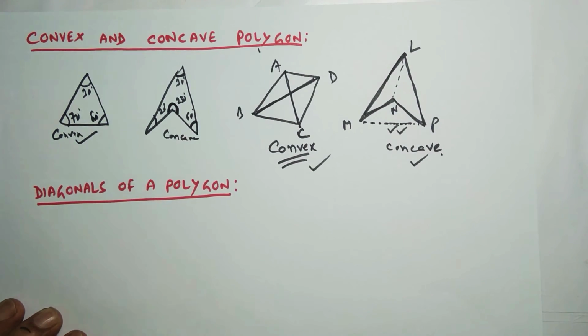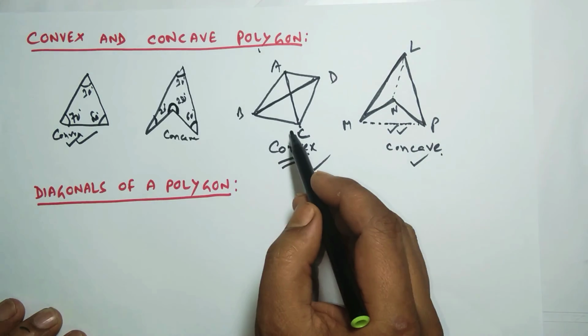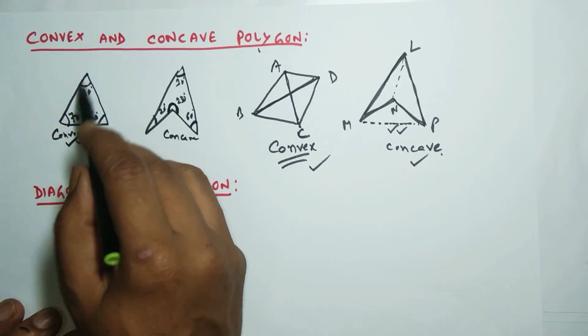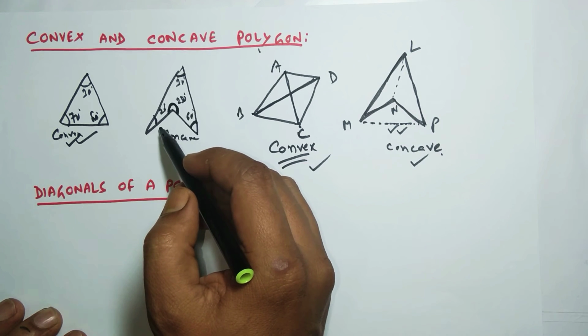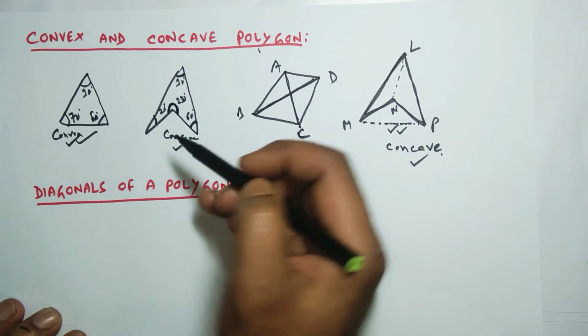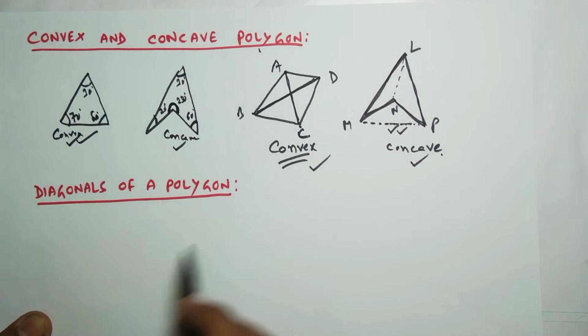I hope you have understood. Actually, the basic definition is this: if all the angles are less than 180, it is convex. This is how you can check it. All the angles less than 180, convex. If even any one angle is more than 180 degrees, then it is a concave polygon. Done.